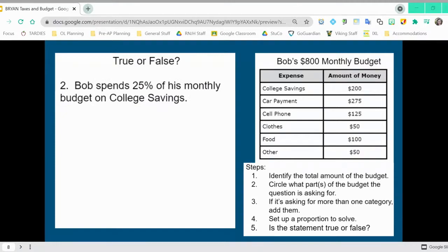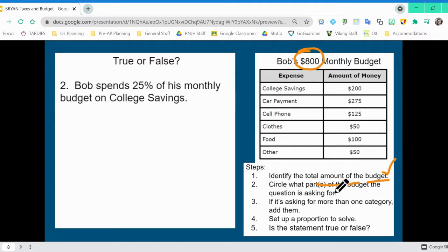All right, we're going to do another example also about Bob and his budget. It's the same exact budget, and we are going to this time find out, is it true or false that Bob spends 25% of his monthly budget on college savings? So the first thing we want to do is identify the total amount of the budget. So in this case, it gives us the total amount as we saw before. If it didn't give us the total amount, all we would do is add all of the numbers in the budget up, and that would give us our total. So our total is 800.